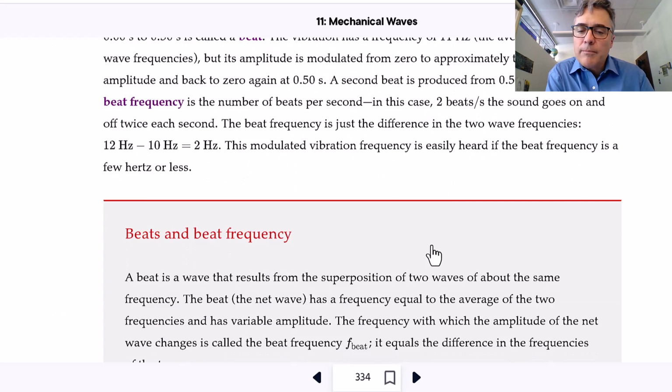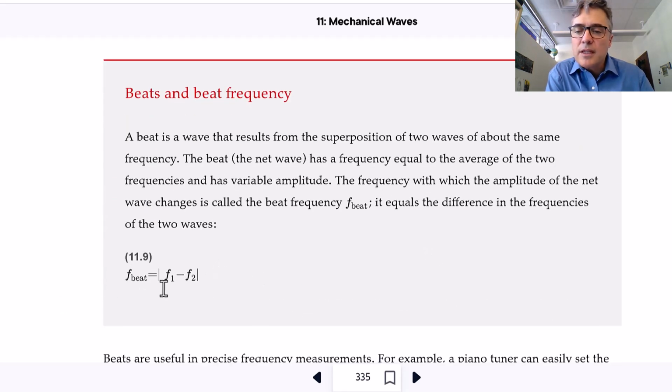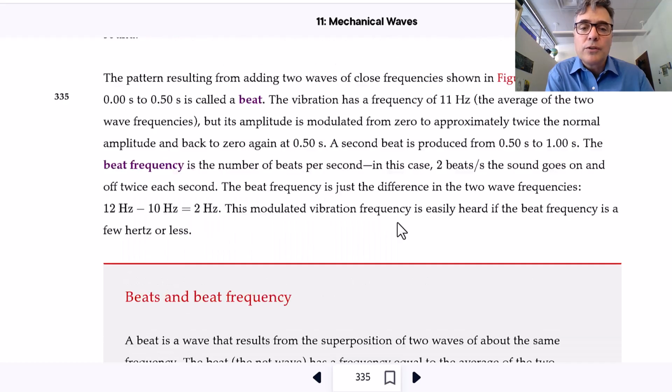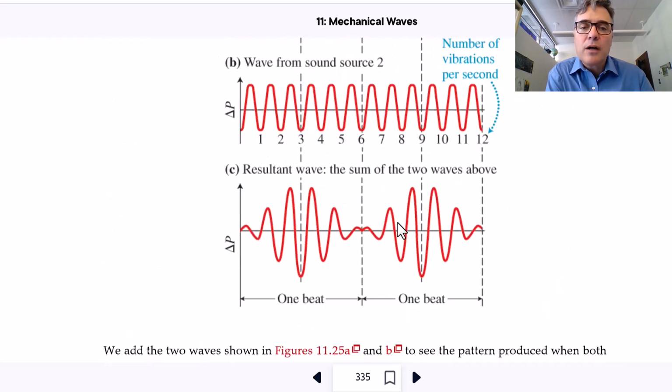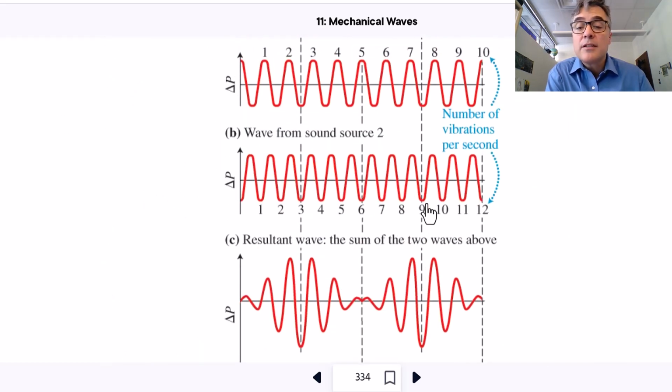There's an equation for beat frequency: the beat frequency is the absolute value of the difference of the frequencies. So for example, back here, you had 12 hertz and 10 hertz. 12 minus 10 is 2, so this is a 2 hertz beating. 2 hertz meaning that every half a second you get a beat.